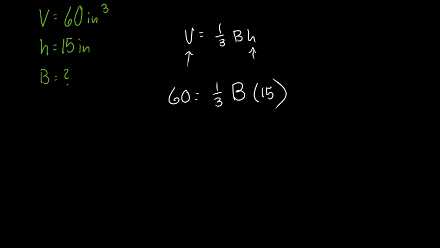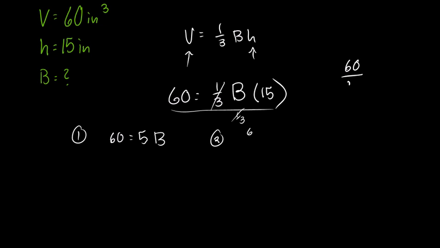So we can handle this a multitude of ways, one of which, so option 1, I can go ahead and take 1/3 of 15 and get 60 equals 5b. Or, in order to get rid of the fraction, option 2, you can divide each side by 1/3, and that would, in fact, get rid of that, and you'd have to divide 60 by 1/3.